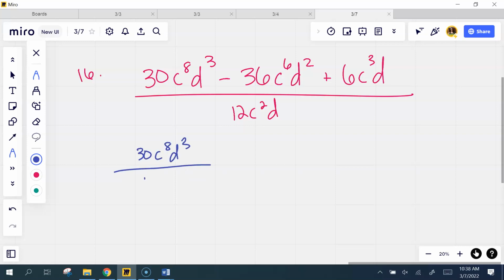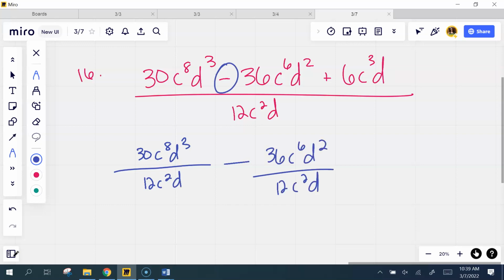So I've got 30C^8D^3 over 12C squared D minus 36 over 12 plus, am I going too fast? Okay. It looks a lot worse than what it is.